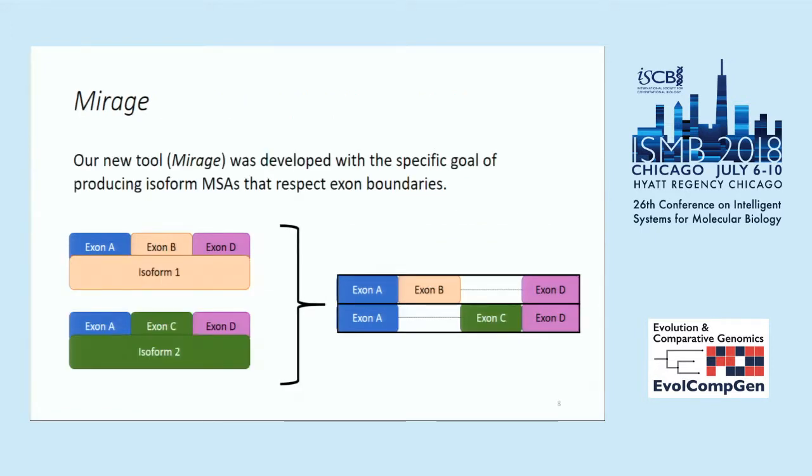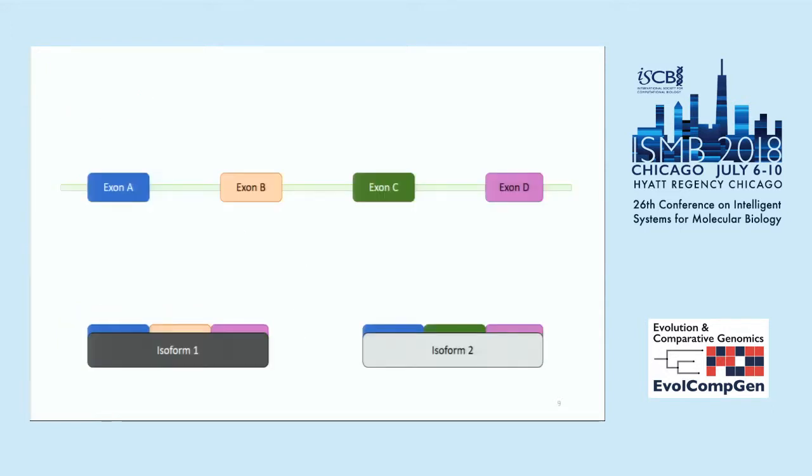Our new tool, Mirage, was developed with the specific goal of producing isoform multiple sequence alignments that respect exon boundaries. The way Mirage works is that for a collection of input protein sequences from the same gene family and species, we individually map each isoform back to its encoding exons on the genome.